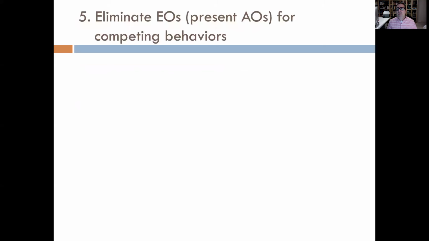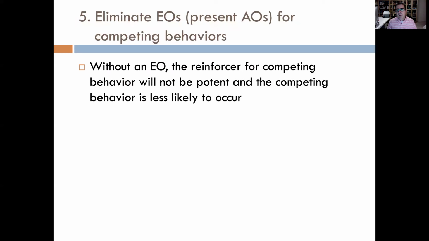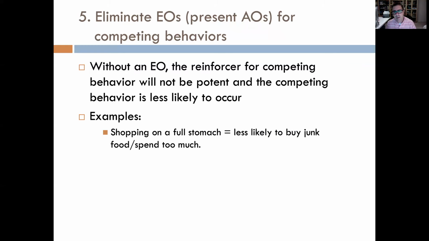How about eliminating the motivation to engage in the problem behavior? Well, again, without an establishing operation, the reinforcer for the problem behavior is not going to be very effective, right? So if the reinforcer is not effective, the person is less likely to engage in the problem behavior. Here's some examples, right?